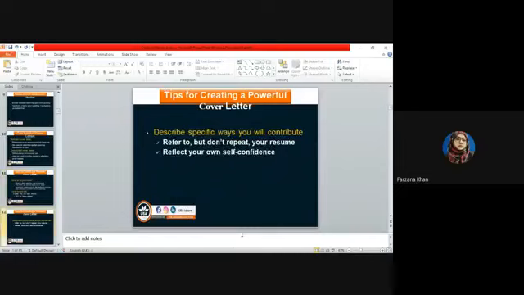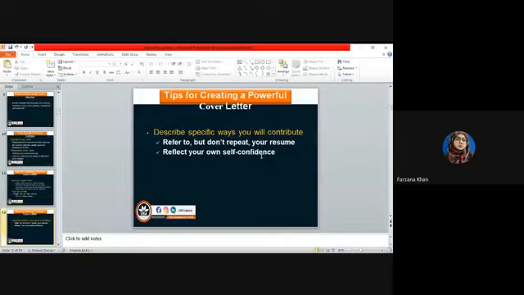Other tips for creating a powerful cover letter: an effective cover letter describes specific ways you will contribute. In the middle paragraph, it is very important to describe those specific ways. Here you need to mention your expertise and skills, how you will contribute to that organization and how you will work for it, because your purpose is to convince others. And how will you convince? You will convince when you mention your skills, your expertise, your experience.